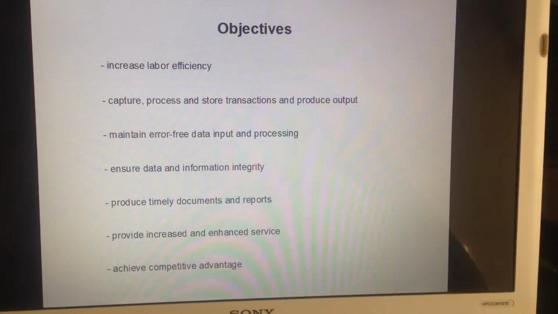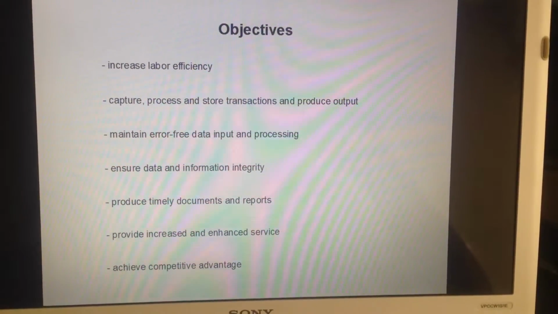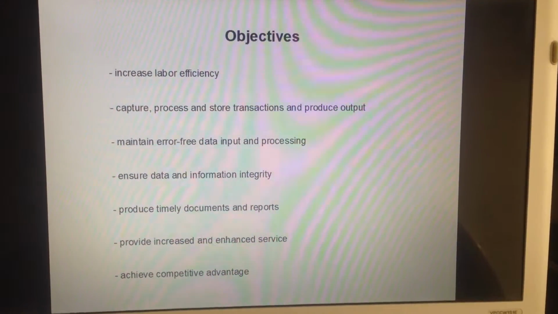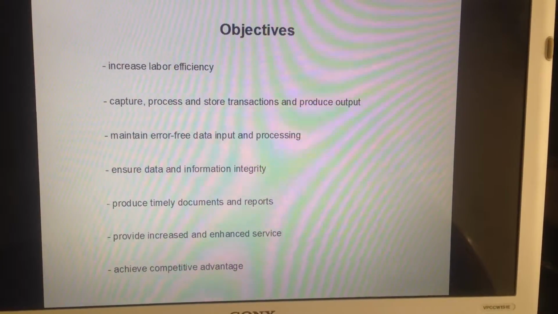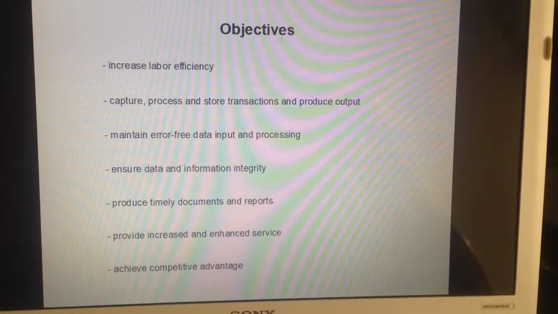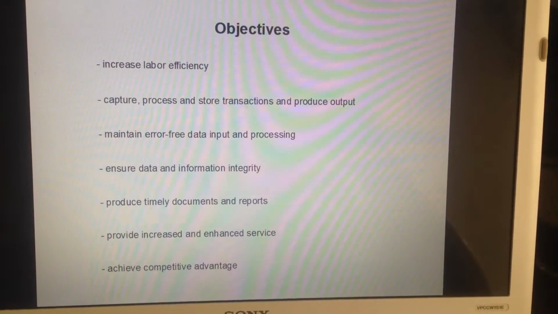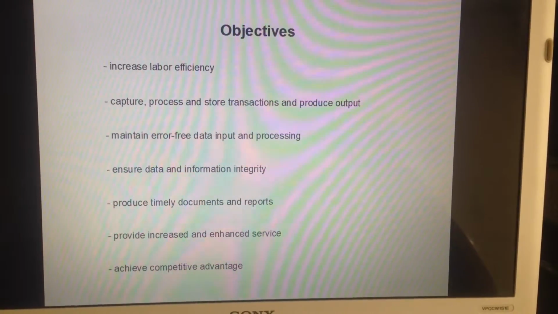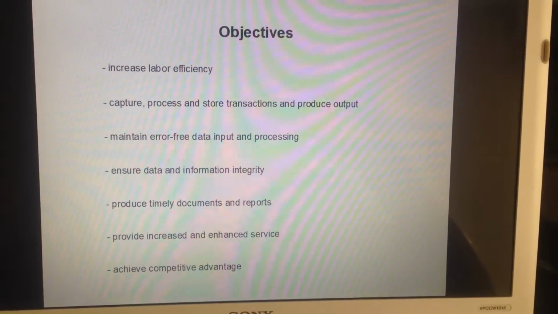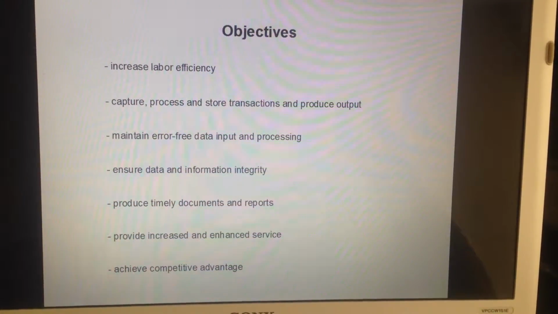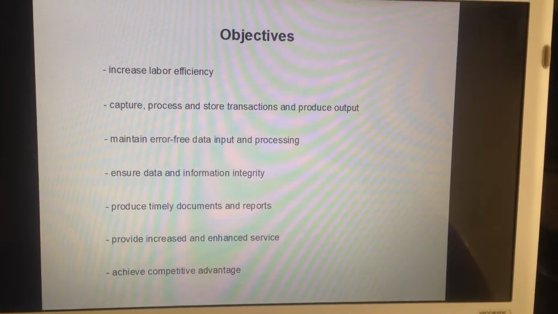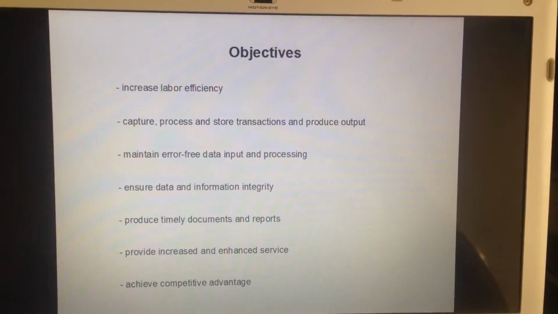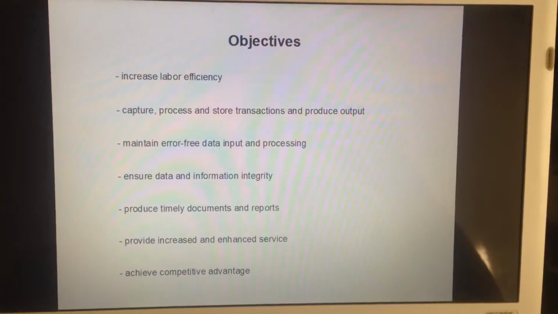Here are the actual objectives, or we can say purpose. Number 1, increase labor efficiency. Number 2, capture, process and store transactions and produce output. Maintain error-free data input and processing. Ensure data and information integrity. Produce timely documents and reports. Provide increased and enhanced service. And last, but also very important, achieve competitive advantage.